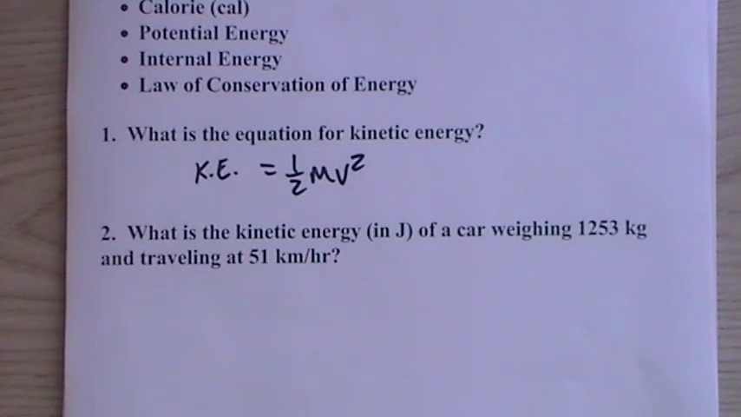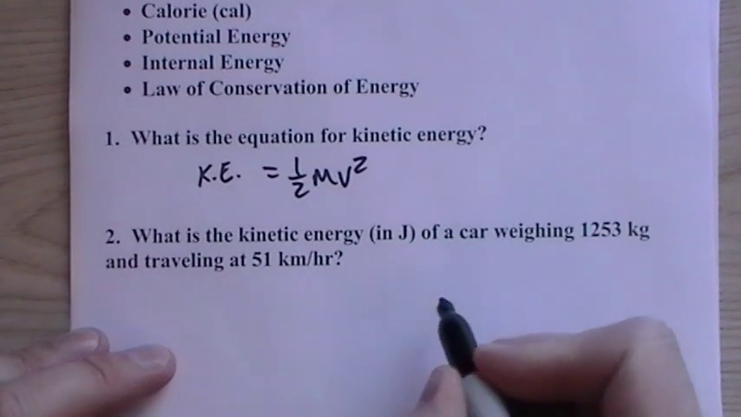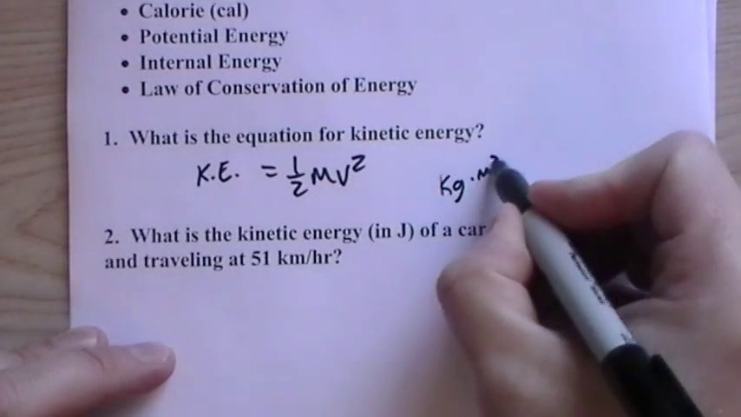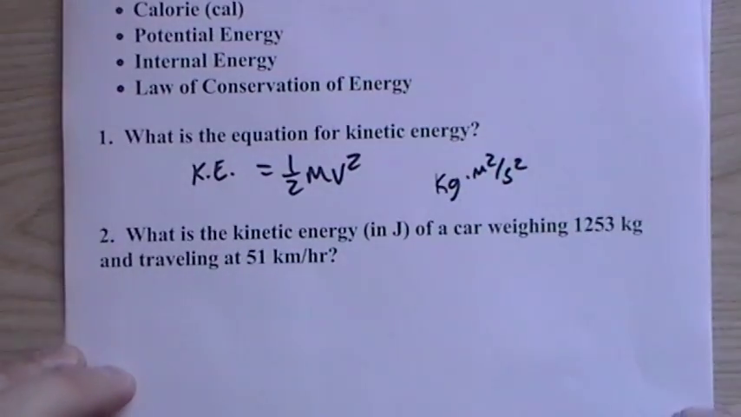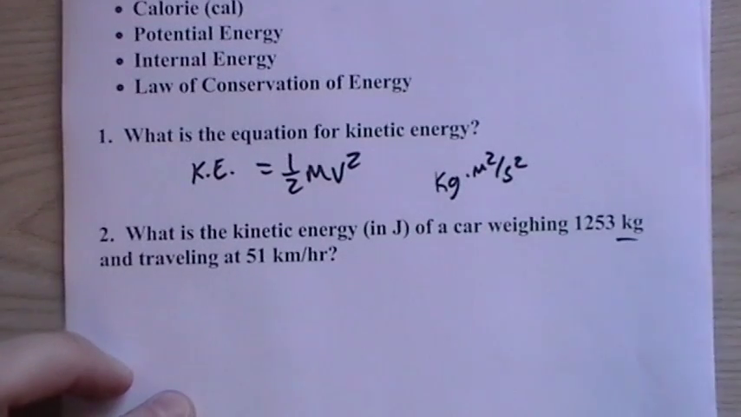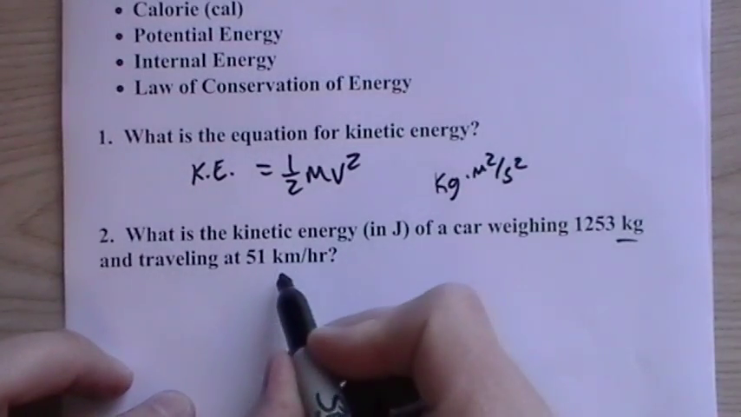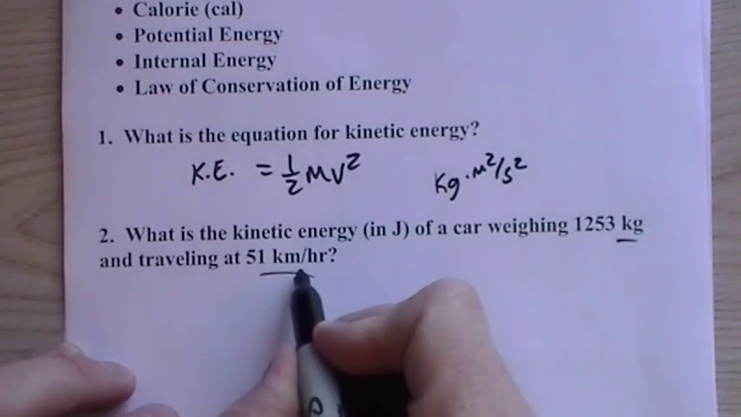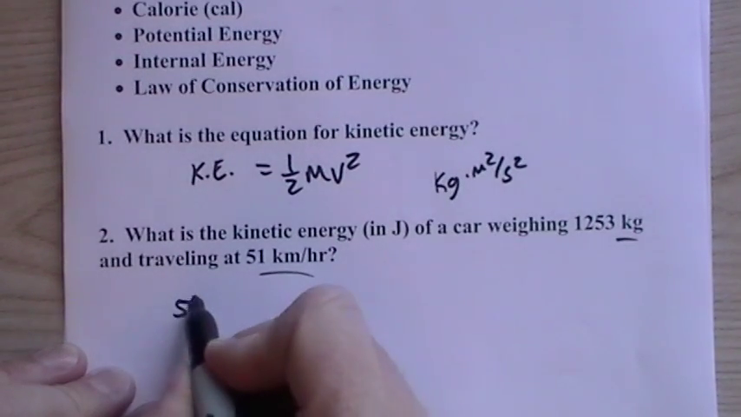What is the kinetic energy in joules of a car weighing 1,253 kilograms and traveling at 51 kilometers per hour? Well, to get joules, remember what joules are: kilograms, meters squared per second squared. So we're in the right units for the mass, but for the speed, we're not. We need to have that changed into meters per second. So that's the first thing we got to do.